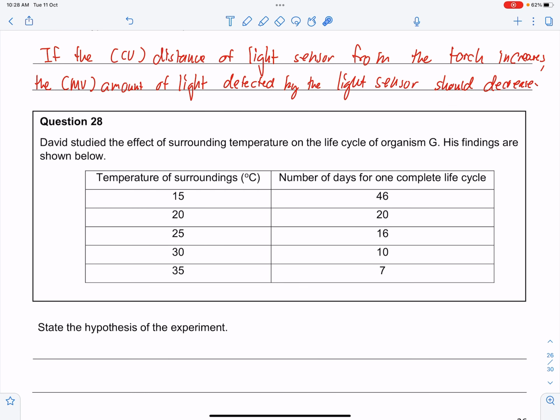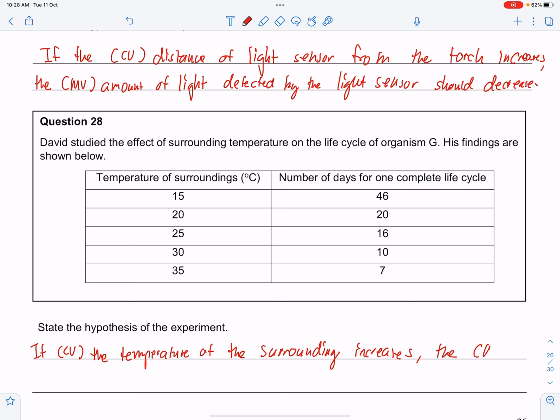Okay. Next, David studied the effect of surrounding temperature on the life cycle of organism G. His findings are shown below. State the hypothesis. So once again, if the change variable, the temperature of the surrounding, increases, the MV, the number of days for one complete cycle, life cycle of organism G should increase.